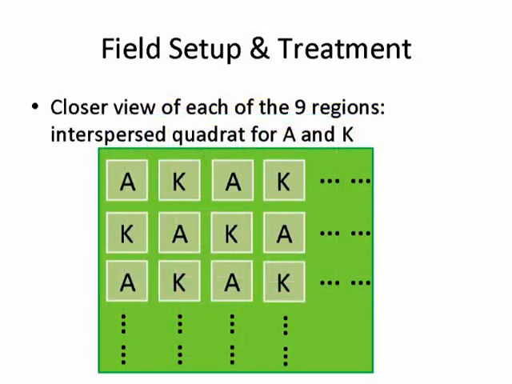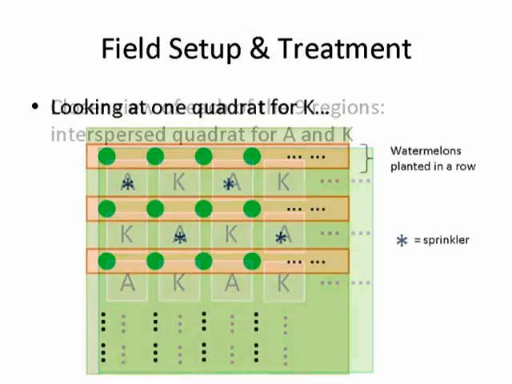Within each region, 18 quadrants for A and 18 quadrants for K are alternately placed to minimize the effects of natural variation and explainable variation. Each quadrant is 20 meters by 20 meters large. Enough space is spared for margins between each quadrant to avoid fertilizers from being transferred to neighboring quadrants.